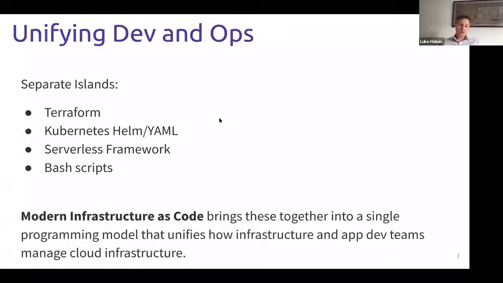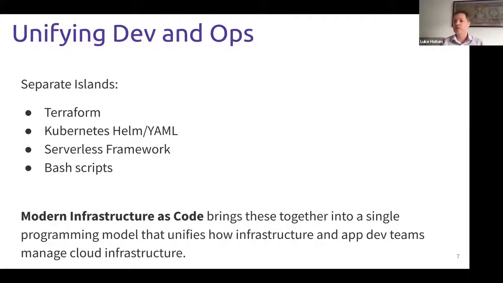So one of the things I touched on a little bit there was one of the themes around unifying dev and ops. And one of those is bringing together a lot of these tools that we have to work with various different pieces of infrastructure that lead to siloing the way that we work and lead to creating lines of ownership within teams that are sometimes not ideal. And so today, a typical DevOps team may have the Terraform island, the Kubernetes Helm and YAML island, the serverless framework island, a bunch of bash scripts to stitch things together.